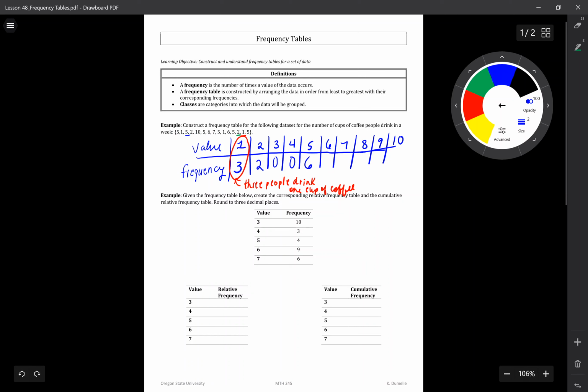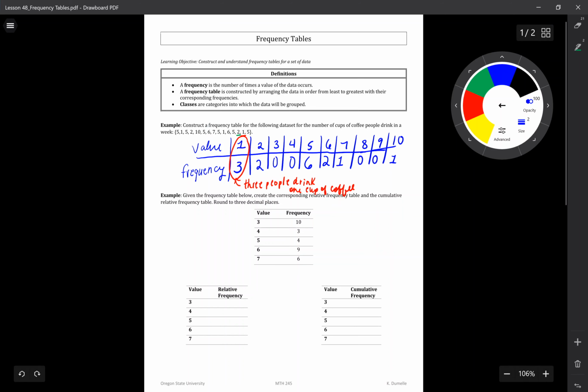Okay. What about 6 cups? I have 1, 2. 2 people drink 6 cups of coffee. Looks like I have 1, 7. No 8s, no 9s, and 1, 10. So this is our frequency table.